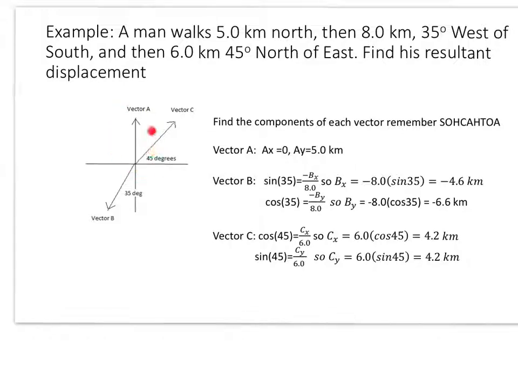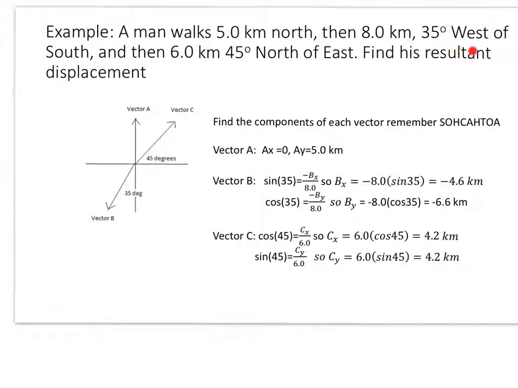Okay, so now we're going to take each one. Vector A is the easiest one because that's acting directly north. So if it's acting directly north, then its x component is 0. There's no component of this along the x-axis. And the y component is its whole magnitude of 5 kilometers. Notice that this is positive because that vector is acting upward. Now we move on to vector B.